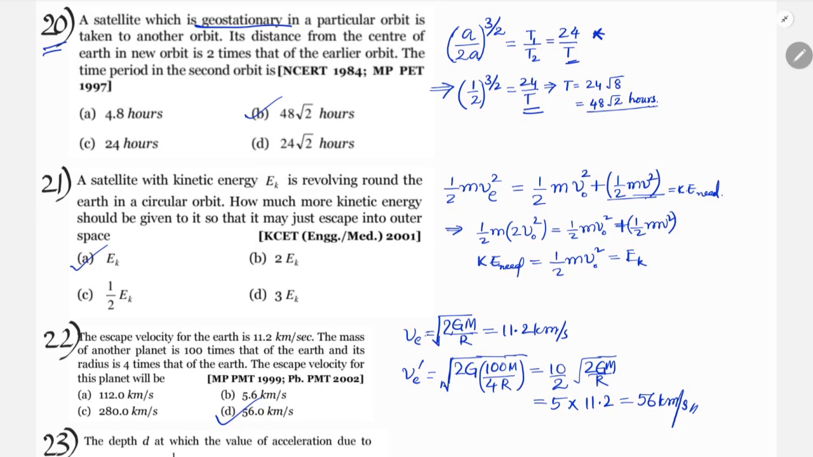Now, problem number 21. A satellite with kinetic energy Ek is revolving around the Earth in a circular orbit. How much more kinetic energy should be given to it so that it can escape into outer space? A satellite revolving with a kinetic energy means that is orbital kinetic energy only. We need to remember that.